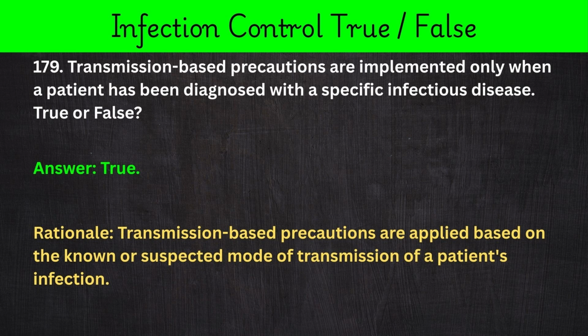179. Transmission-based precautions are implemented only when a patient has been diagnosed with a specific infectious disease. True or false? Answer: true. Rationale: transmission-based precautions are applied based on the known or suspected mode of transmission of a patient's infection.